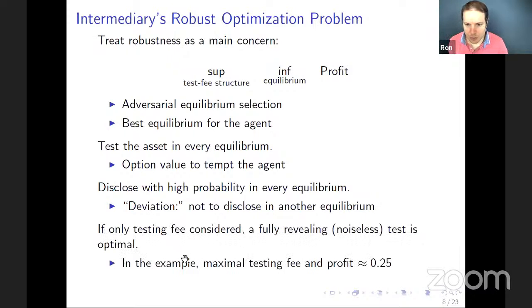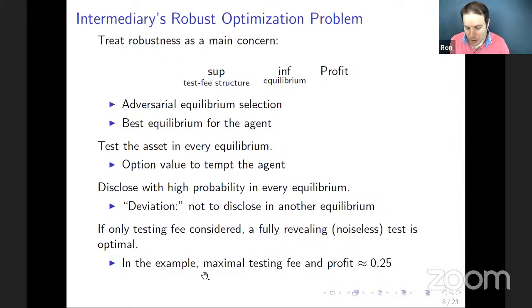Okay, so one thing that we can say, it's a result: if the intermediary could charge only a testing fee, as she did in the example we just looked at, no disclosure fee, just a testing fee, then in fact, what we saw is optimal. And that has nothing to do with the binary value of the asset, right? If testing fee is the only thing that the intermediary could charge, then the best thing that she can do is actually the fully revealing test, and then choose the highest testing fee that is consistent with the agent actually taking the test. Which, in this example that we just saw, would give a profit of 1/4, because that's the highest testing fee that the intermediary could charge.